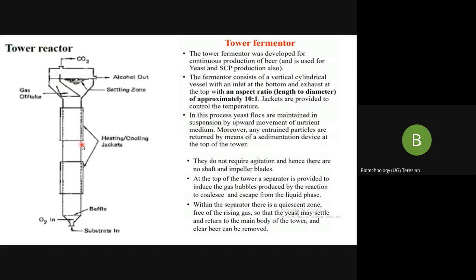An inlet is present at the bottom and an outlet is present at the top. It also carries insulating jackets which are meant to maintain the optimum temperature condition for the organisms to grow. You can see baffles are also present, which are meant for agitation. So this is about the tower fermenter.